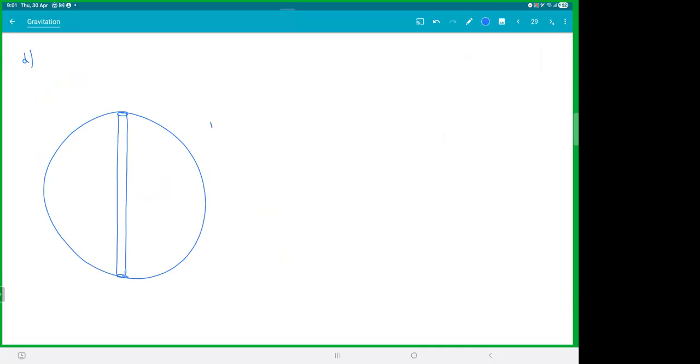So again, we got a planet here, mass m, radius r. We have a tunnel along the diameter. But this time, you're not going to release it, but instead you're going to throw it inside with a speed v, which is root over GM by r. Particle m is thrown into the tunnel with a speed of root over GM by r. Find the time taken to reach the other end.